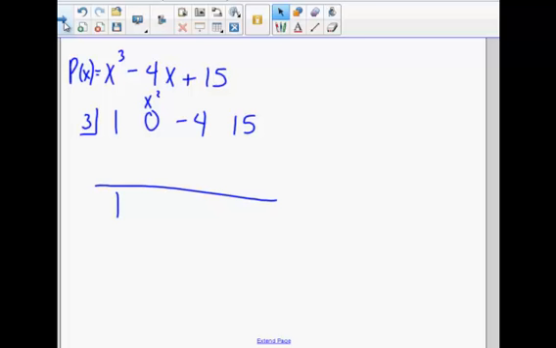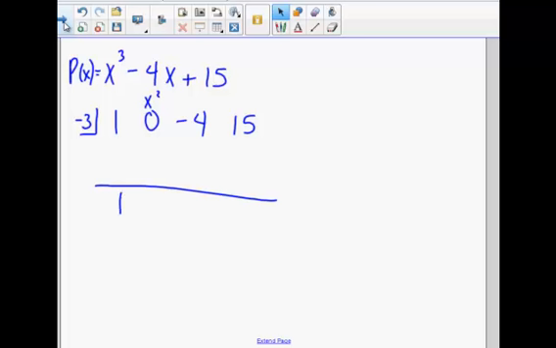Okay, and then 1, and then I'm going to multiply 1 times 3. That's 3, add 3. 3 times 3 is 9. Positive 9 and negative 4 is a positive 5. 5 times 3 is 15. That gives me 30, not a 0. So let's try a negative 3. I think I'm remembering the number right, but evidently I'm not remembering the root right.